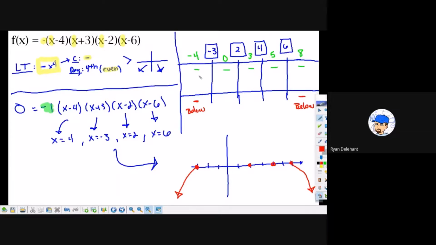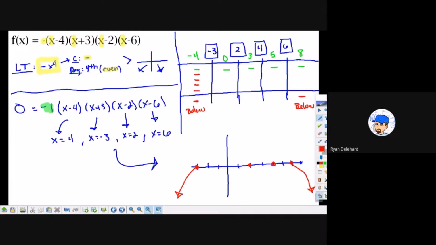So negative 4 minus 4 is a negative number. Negative 4 plus 3 is a negative number. Negative 4 minus 2 is also a negative number. And negative 4 minus 6 is also a negative number. How many negatives do we have? We have 5. 5 is odd, right? If you have an odd number of negative signs when you do your chart, that means the overall is going to be negative. We did that one right.